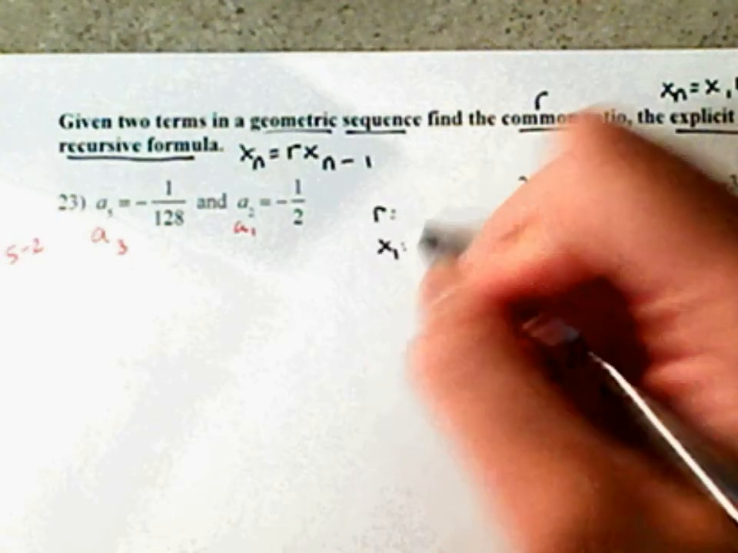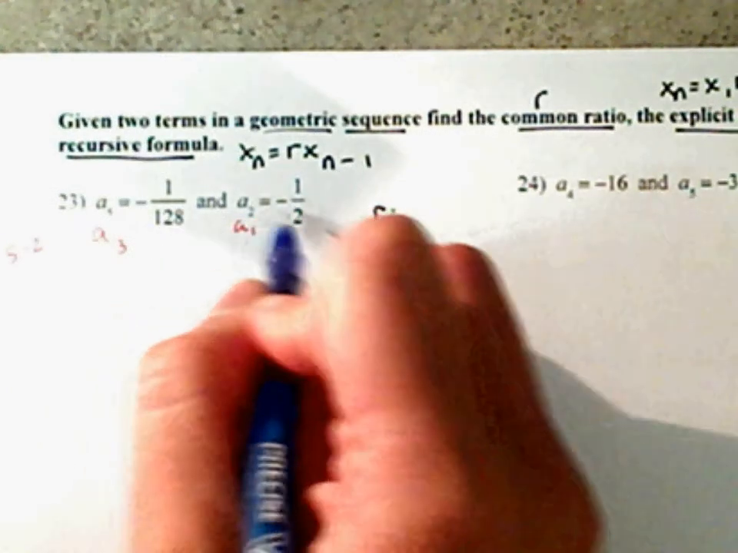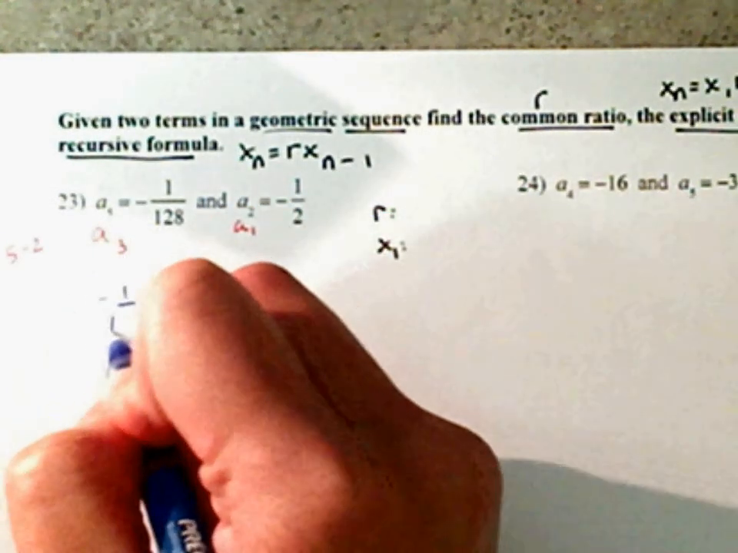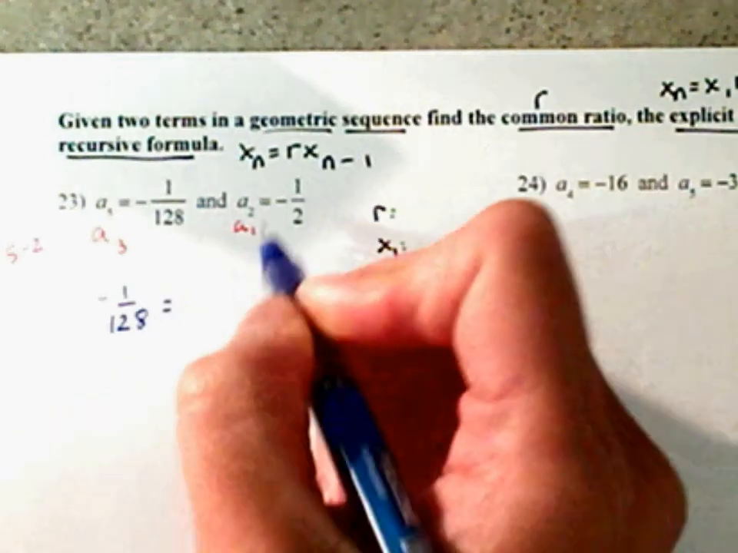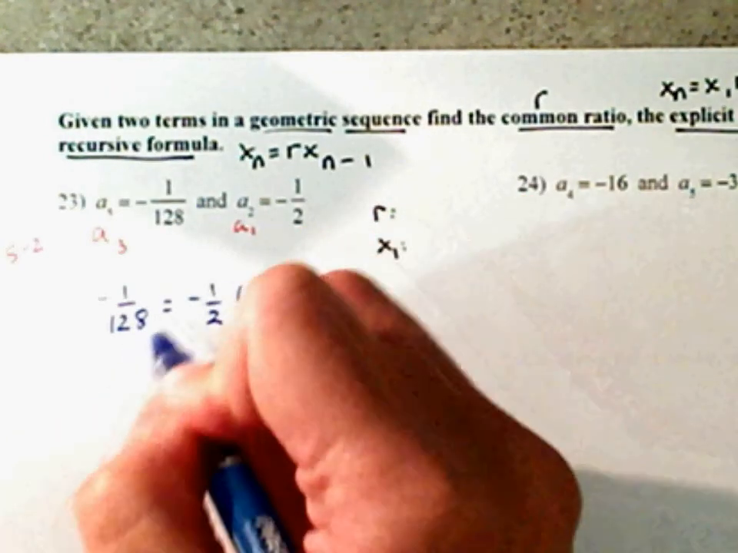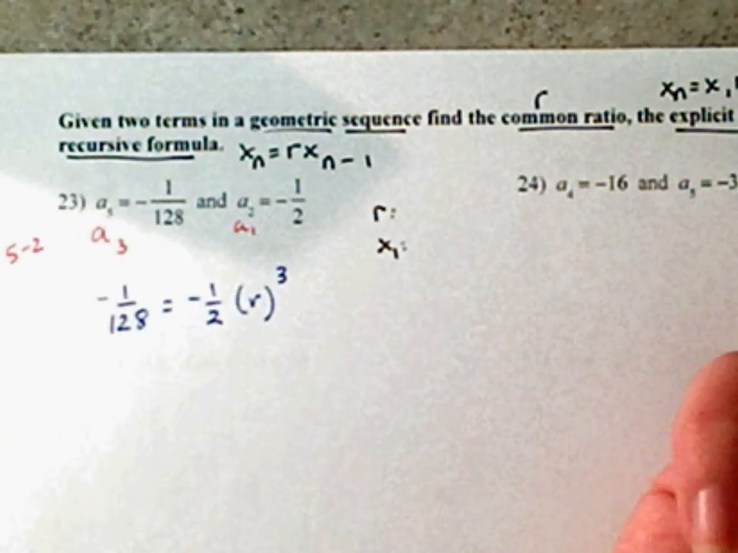Okay? Let's go and find the R first. So, I'm going to make this my first term, and this is my third. So, I'm going to say negative 1 over 128 is equal to your first term, negative 1/2, times your R. What term did I make that into? To 3. Now solve for R.